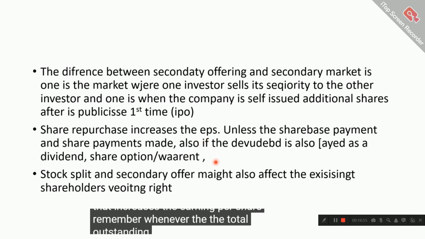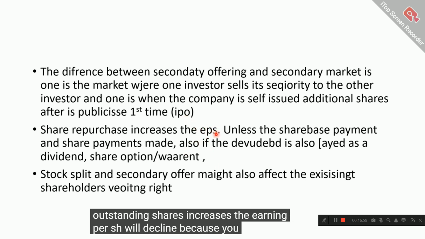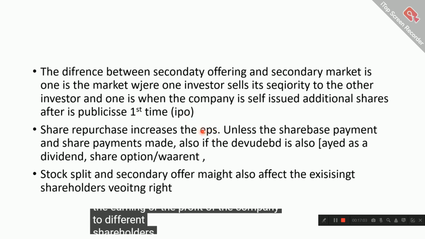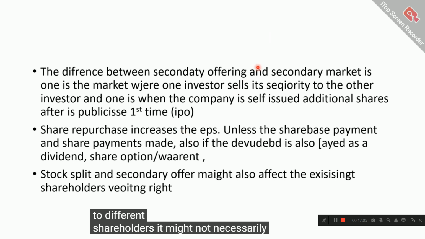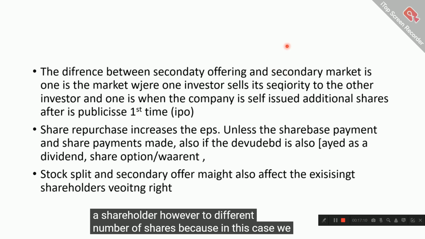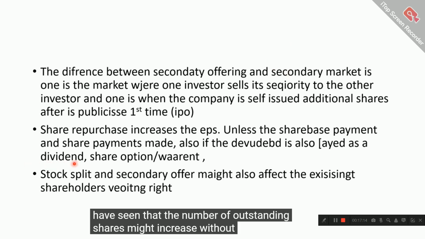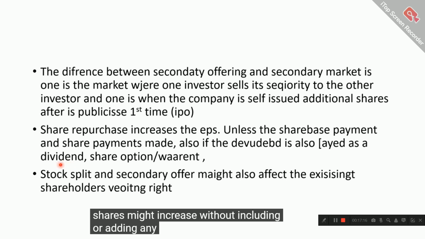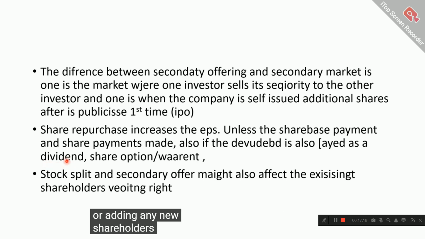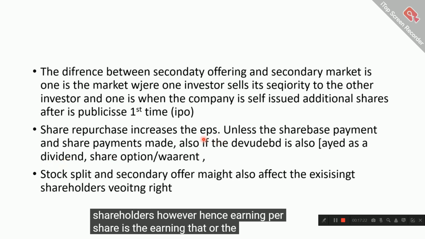It might not necessarily be different shareholders, however, but a different number of shares, because in this case we have seen that the number of outstanding shares might increase without adding any new shareholders. Earnings per share is the total earnings divided by the number of shares. When the number of shares increases, the earnings per share will decline, which is the earning that one share might bring.